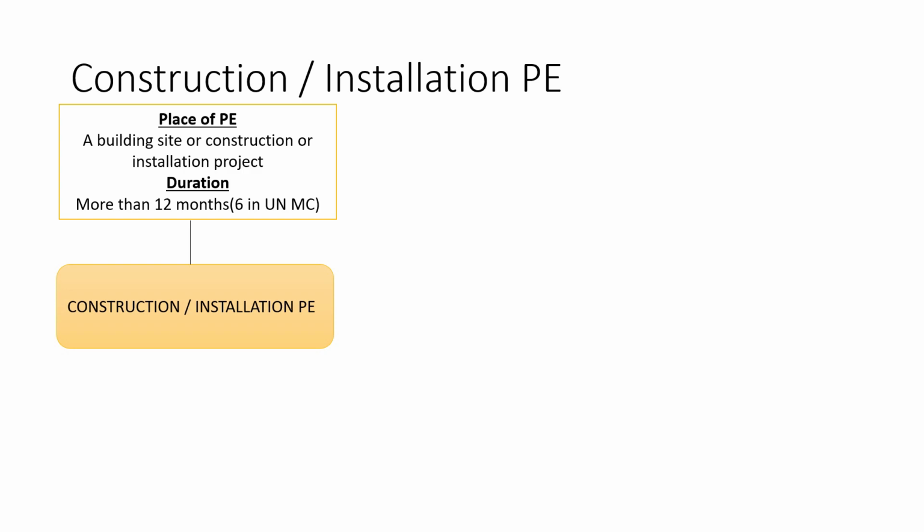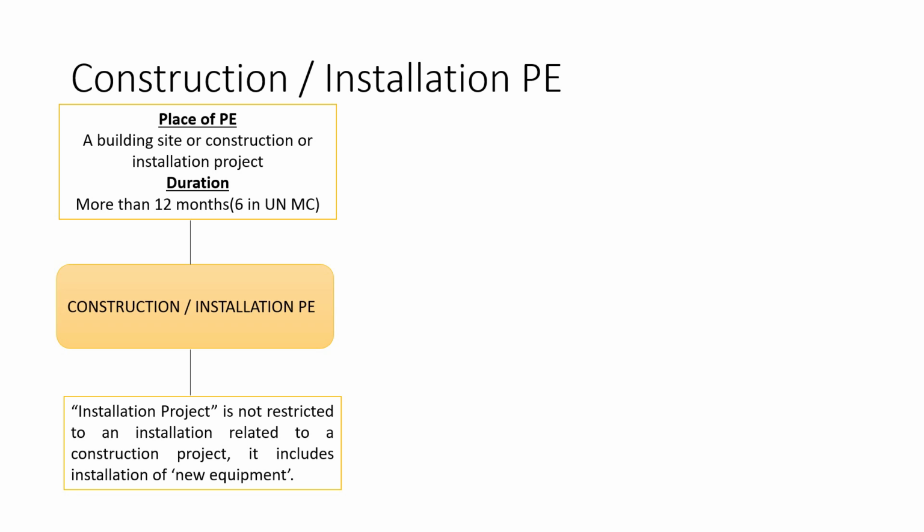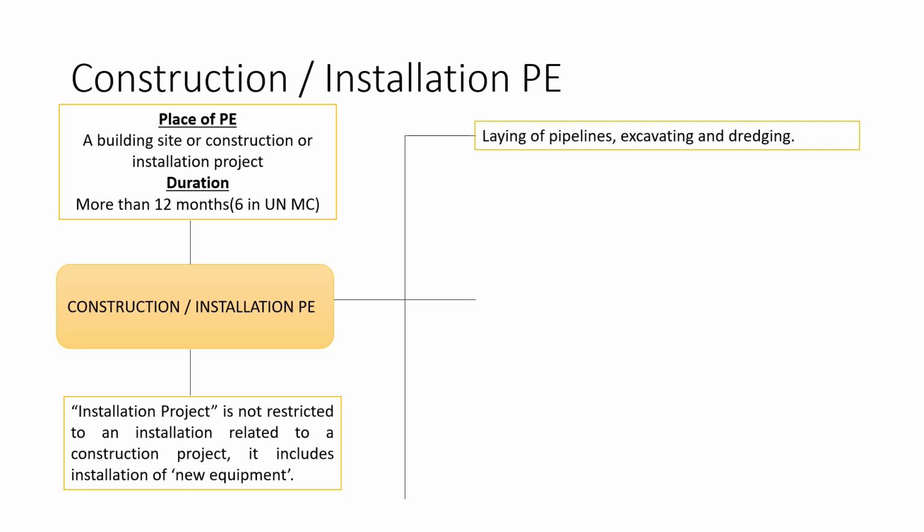Another type of PE, a construction PE or an installation PE, is a subset of fixed place PE. Article 5.3 expressly provides that a building site or a construction or an installation project constitutes a PE only if it lasts more than 12 months. The term installation project is not restricted to an installation related to a construction project. It also includes the installation of new equipment such as a complex machine in an existing building or outdoors.